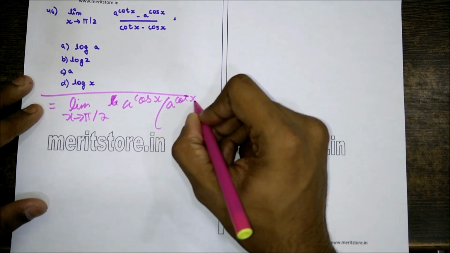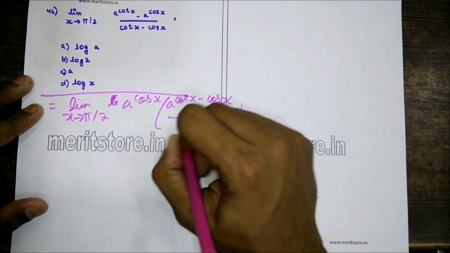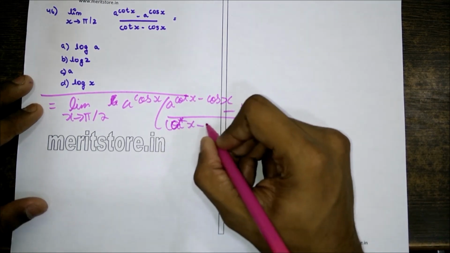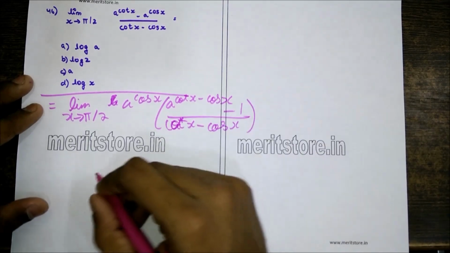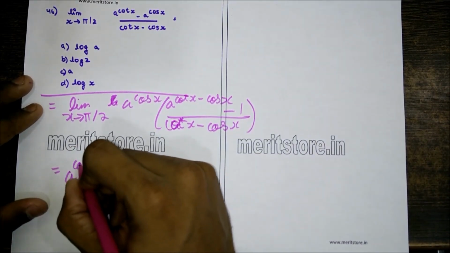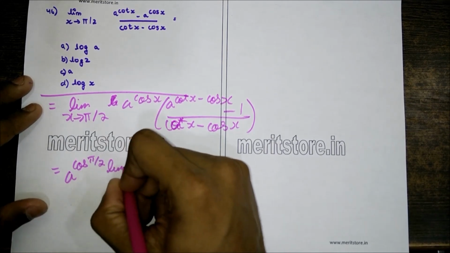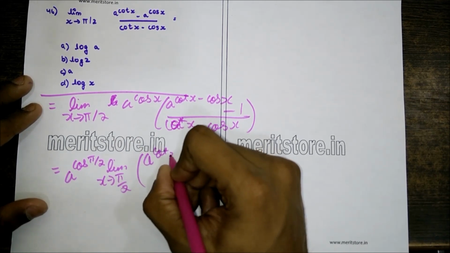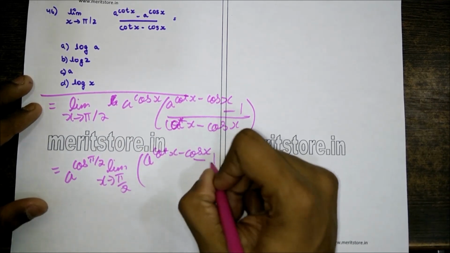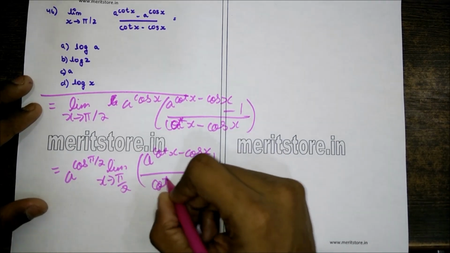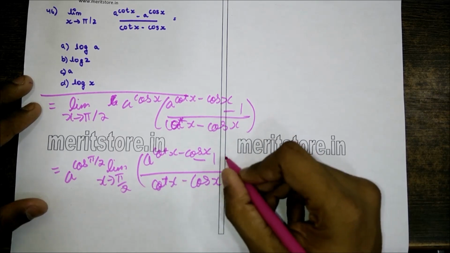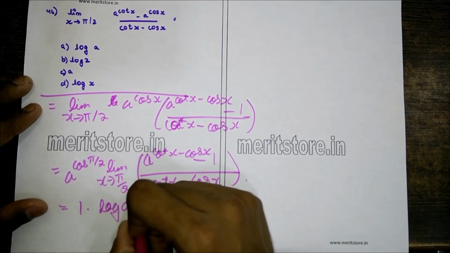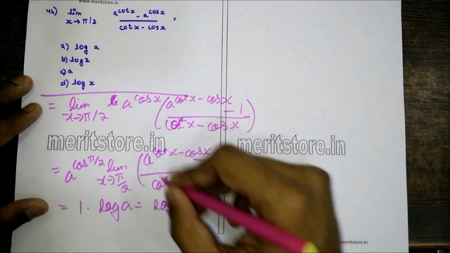a raised to cos x into (a raised to (cot x minus cos x) minus 1) upon (cot x minus cos x). Now this gives us a raised to cos of pi by 2, limit of x tends to pi by 2 into (a raised to (cot x minus cos x) minus 1) upon (cot x minus cos x). Now we can apply the limit of x tends to pi by 2, that gives us 1 into log of a, which is log a, or option A.